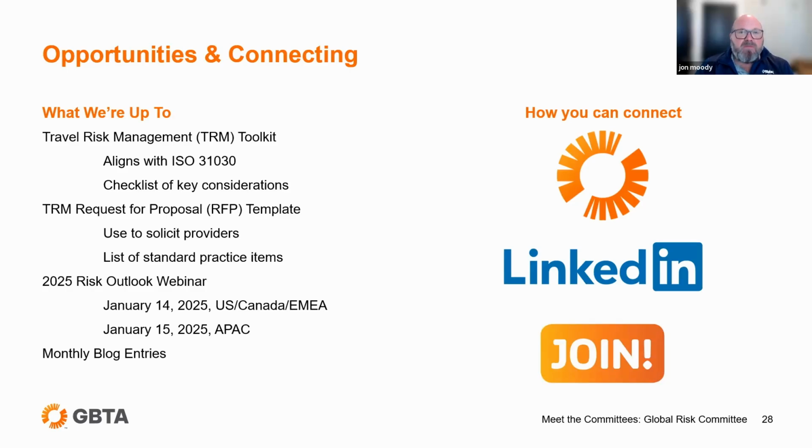And then we do monthly blog entries that you can access through our LinkedIn account. And then on the right-hand side there, I believe, Angela, you're sending out the document. So there are hyperlinks in those 3 images. One will take you to our Global Risk Committee page on the GBTA website. The other one will take you to the Risk Committee's LinkedIn page. And then the bottom one where it says join, because as all of us are here, we are always looking for that next great member that can come in and help support us, help support GBTA. So that link will take you to the page where the applications are located.